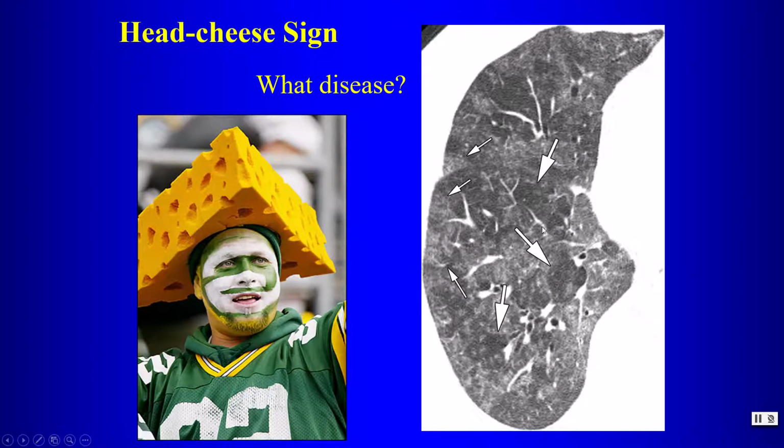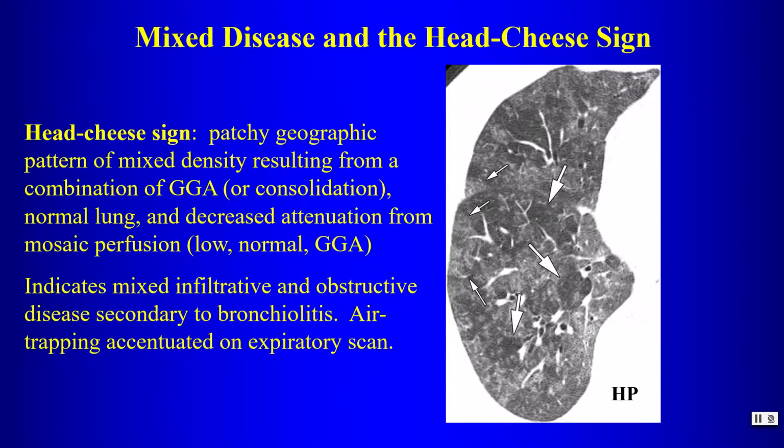Now the head cheese sign gives you these areas of lower attenuation, ground glass attenuation, and regions of air trapping. So it's a mixture where we see these lobules of air trapping, lobules that might look normal, lobules with ground glass opacity. So what disease is associated with the head cheese sign? This is a mixed disease where we have both an infiltrative component and an air trapping component, and most commonly this is seen with hypersensitivity pneumonitis. So we have this patchy geographic pattern of mixed density resulting from a combination of ground glass opacity or consolidation, normal lung, decreased attenuation from mosaic perfusion, and air trapping.